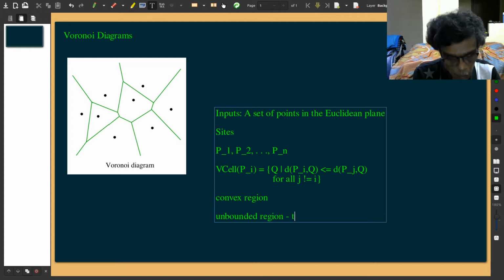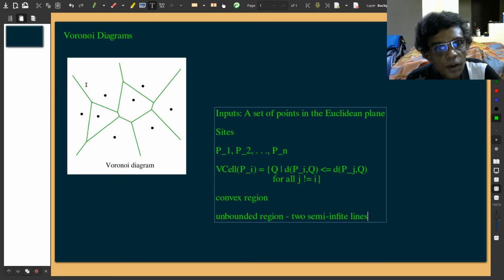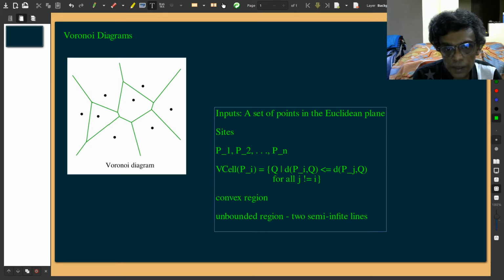If you have any unbounded region, it will have two semi-infinite lines. For example, the Voronoi cell of this has this and this semi-infinite lines. This one has this and this semi-infinite lines. Otherwise, if it is a bounded region, it's a convex polygon. It's either unbounded, or if it is bounded, then it is a convex polygon.